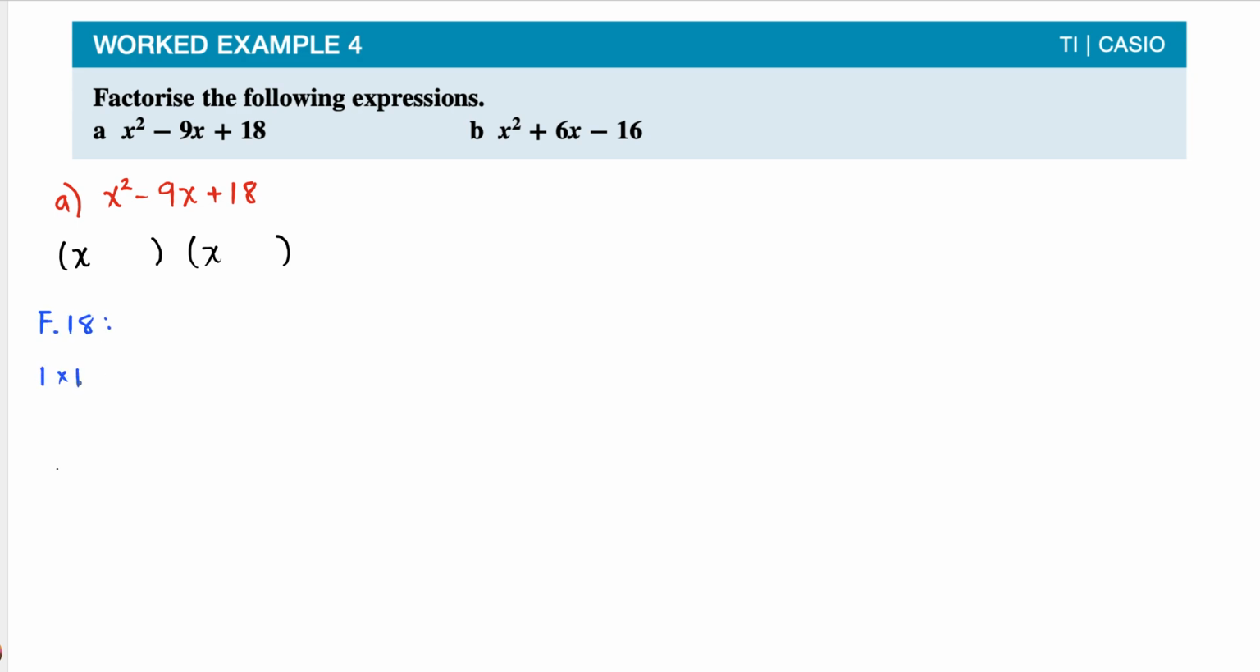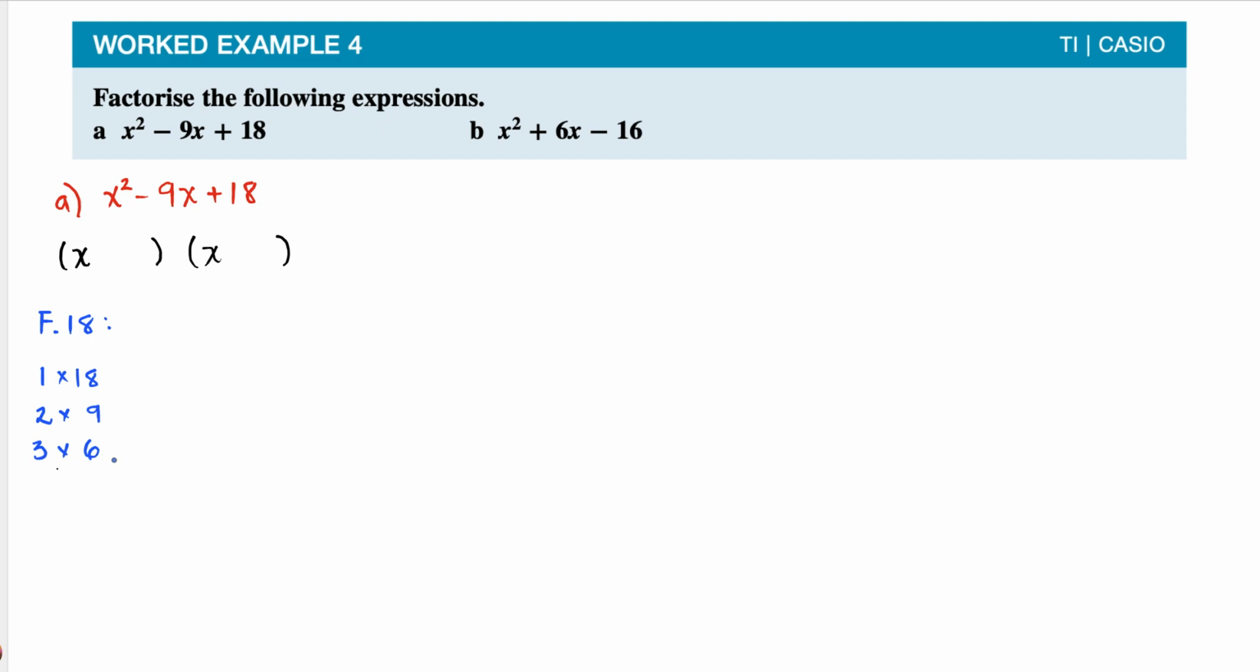So 1 times 18, 2 times 9, 3 times 6, 4 no, 5 no, and 6, and it goes up. Okay, now what happens? We have here a negative, which means that it's not only about adding. Because this one is positive, I know that both of these have to be negative, because when I multiply this term times this term it has to be positive 18, okay? So I know that both are going to be negative. So which ones am I going to use here so that I get to this 9?